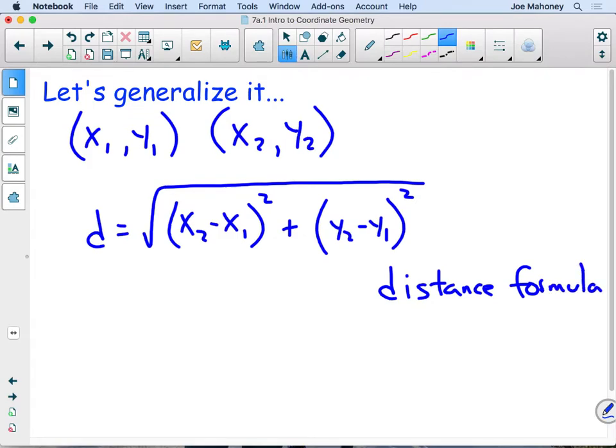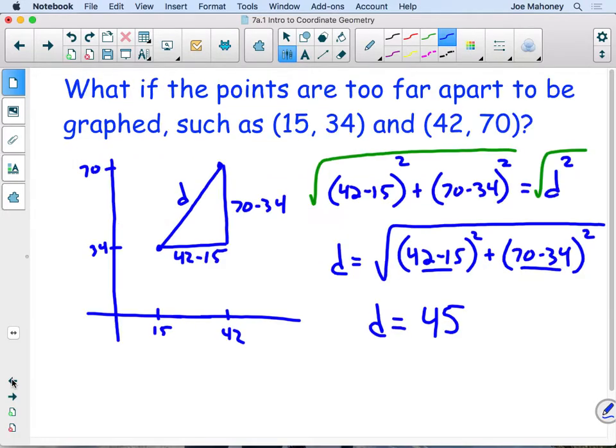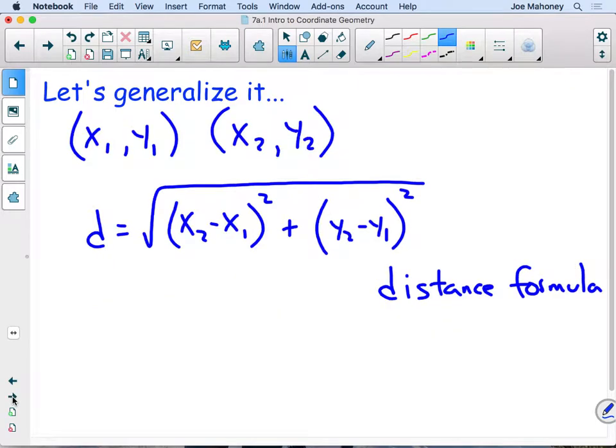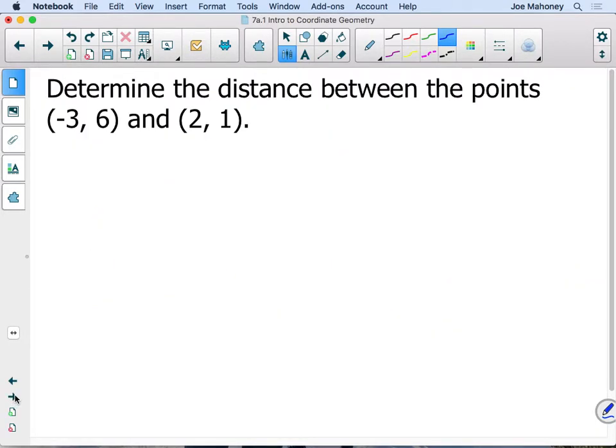So if you are a formula lover, you can always go and use the distance formula. If you would prefer graphing it, drawing a triangle and doing the Pythagorean theorem, by all means. I'm going to practice one with the formula. I want to determine the distance between these 2 points. So again, my distance formula.